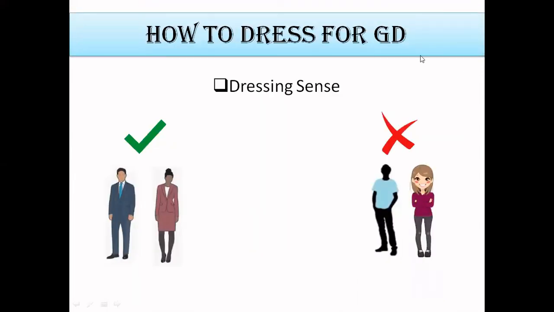There is always confusion about how you can dress yourself. So in this slide, you can easily understand you must wear something which can impress the interviewer. You are not allowed to wear casual wear. You must wear formal, and you must wear something which is light in color or according to the complexion of your skin.